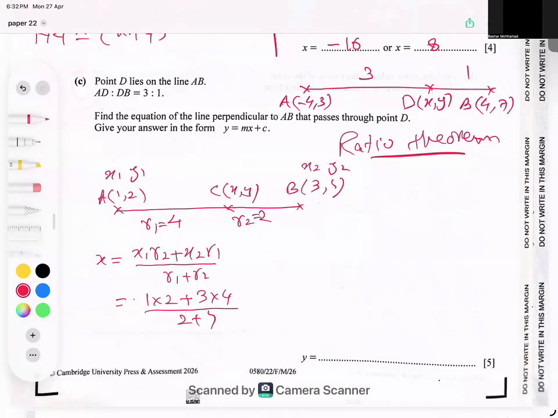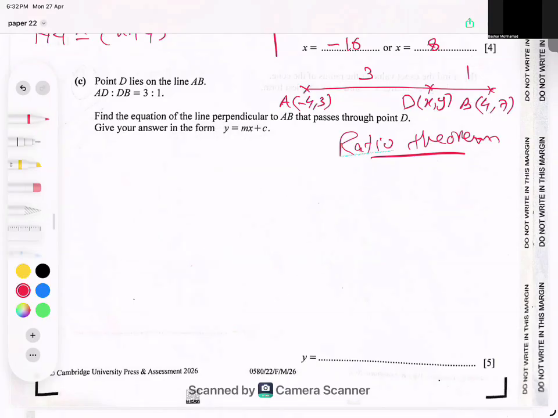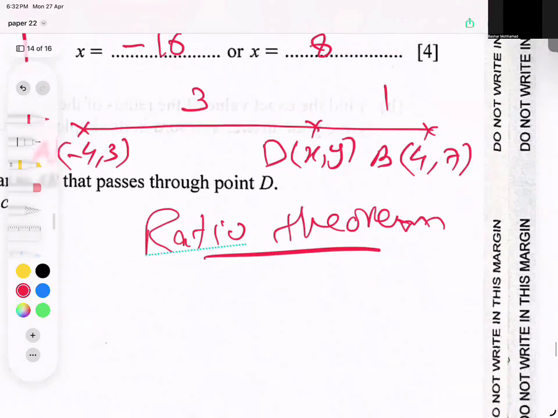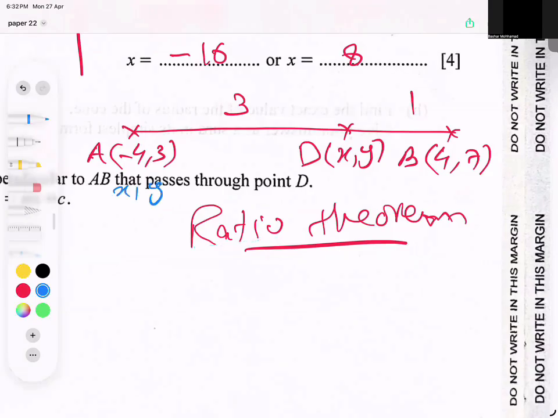Okay, now students, I'm starting our own question. So let's start now. I'm labeling first of all. I label this as x1 and y1, and this as r1, this as r2, this as x2, this as y2. And now I'm going to apply the formula.